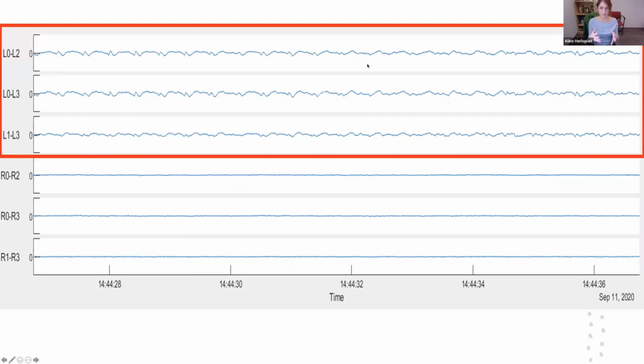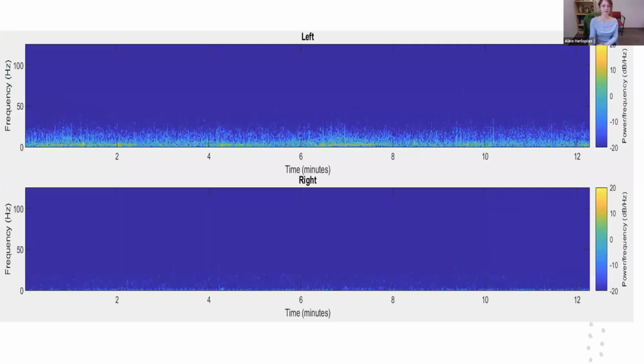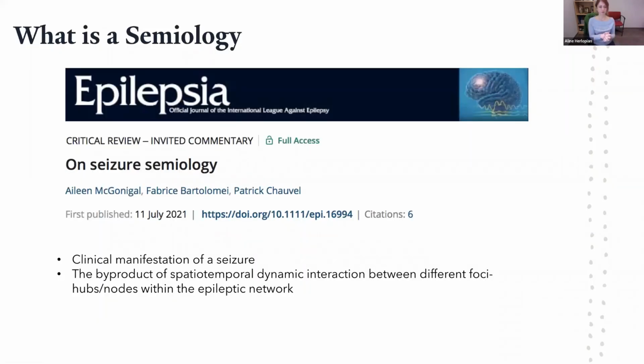So the thalamus was not part of the lesion. However, since we have lots of connectivity with the limbic system and the frontal lobe, it is involved, and that's where our concept of epilepsy is changing and evolving. And as you see here, there's more activity in the left, and there's no activity on much of the right side. So what is semiology?